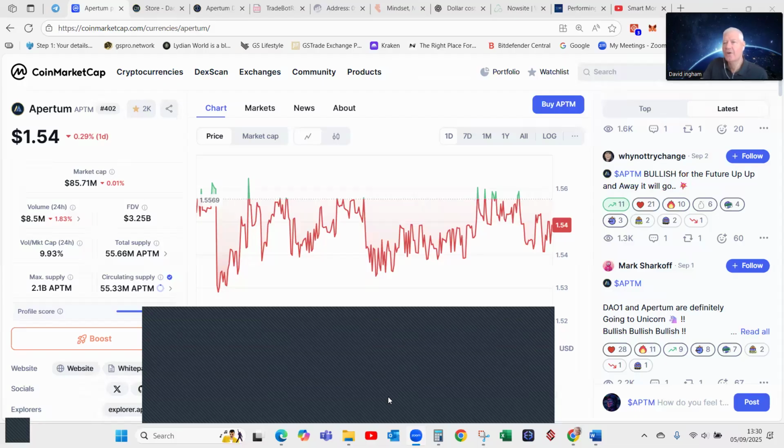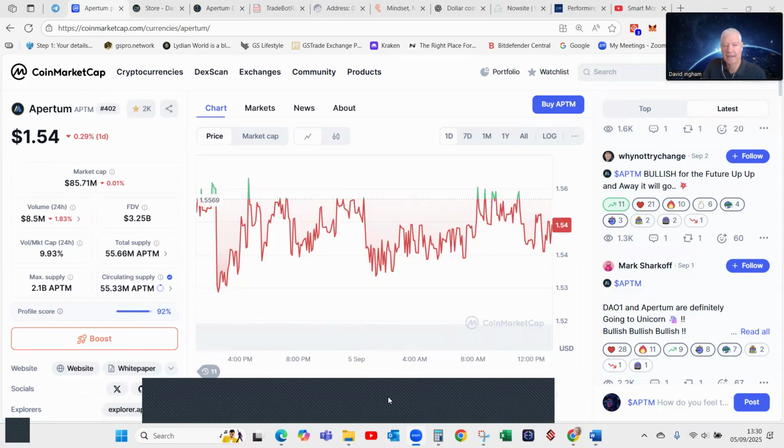I'm going to share my screen quickly. And most probably you guessed it. Where are we heading to? We are going to head to CoinMarketCap. That's right, I love CoinMarketCap. And what coin are we talking about today? We're talking about the Apertum coin that I reckon has got huge potential.